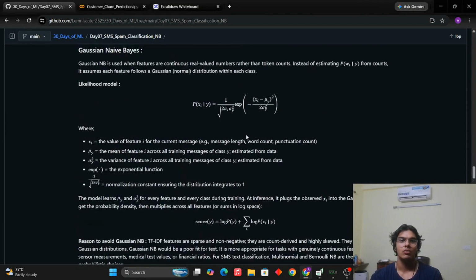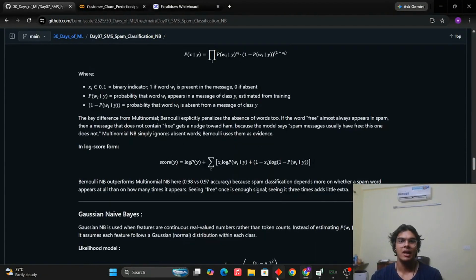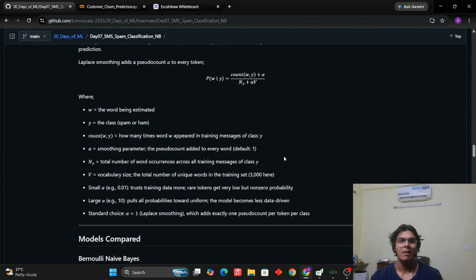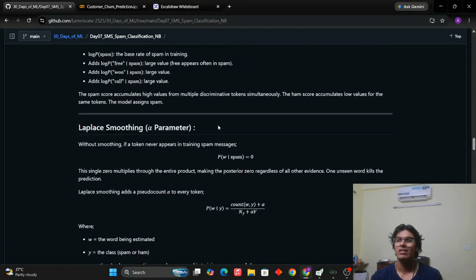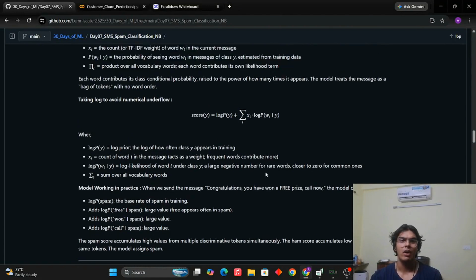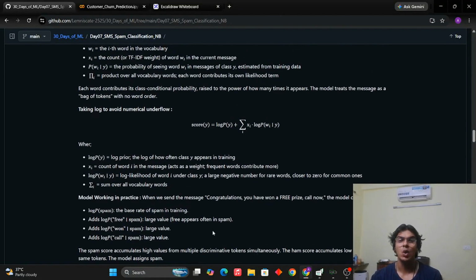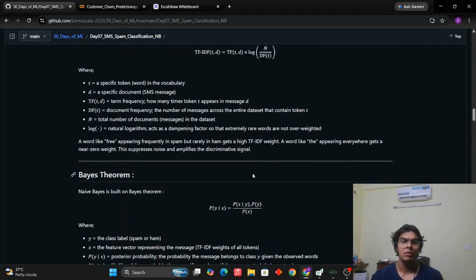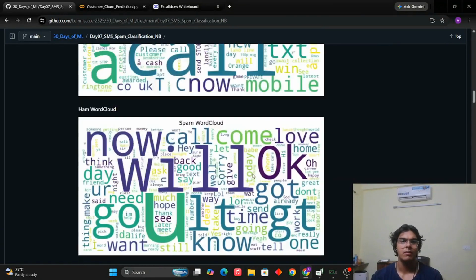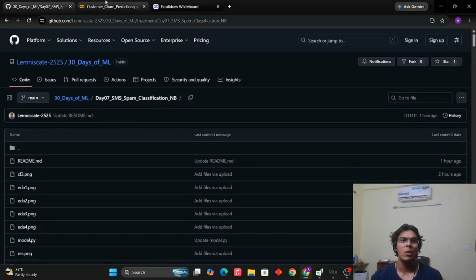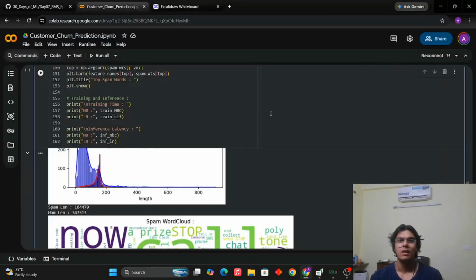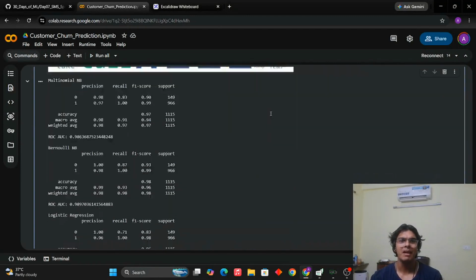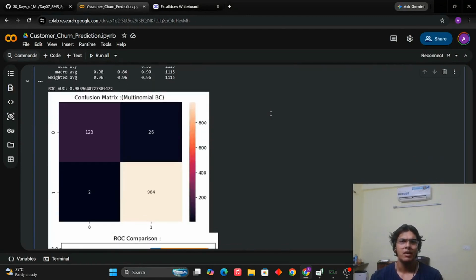Okay. So this is the model physics again, which you can really read about. This is all very readable. None of this is theory which is bookish. I've tried to make it as intuitive as possible. So you can check it out. Of course, the model is based on the Bayes theorem. Okay. So this is, I think, going to be it for the spam classification problem statement.